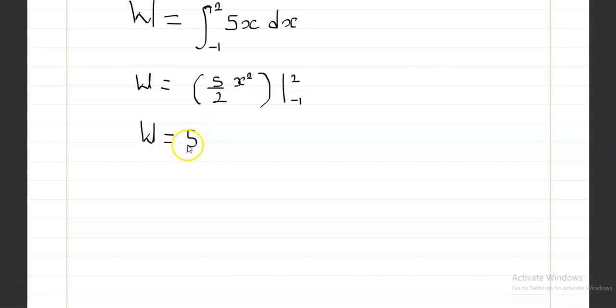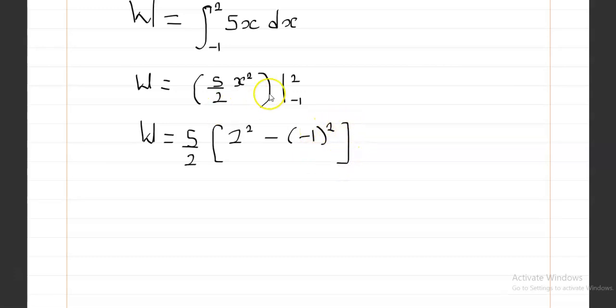So work done equals 5 over 2. Right? So we factorize 5 over 2. Now plug in our boundaries as x. So that'll give us 2 squared, right? Minus -1 squared.